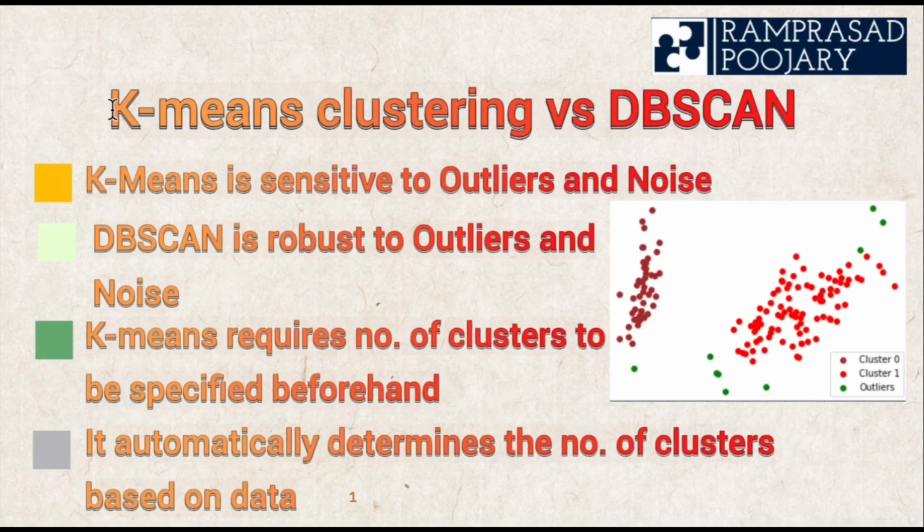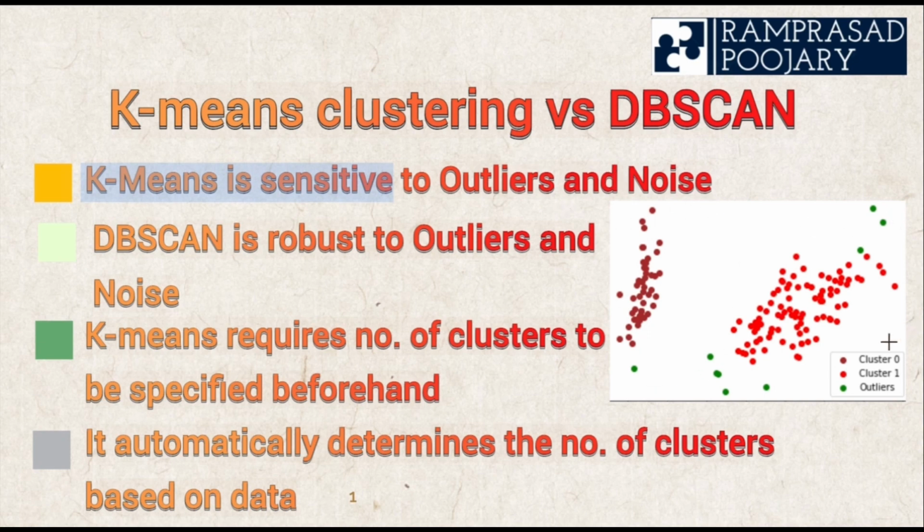So let us look at the difference between k-means clustering and DBSCAN. K-means clustering we have seen in the last session, where we need to identify the k value first. We need to choose the k value. K indicates the number of clusters. So k-means clustering is very sensitive to outliers and noise.